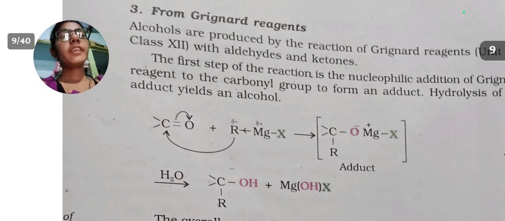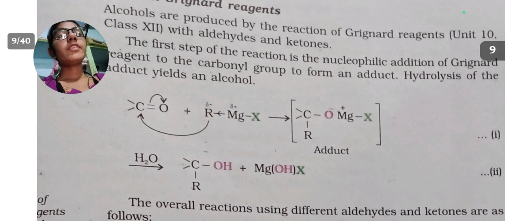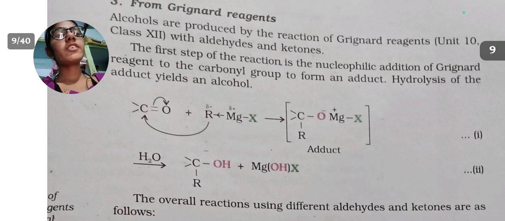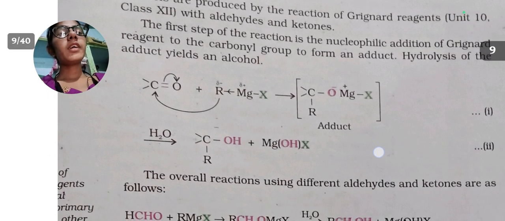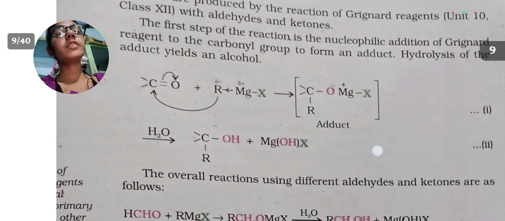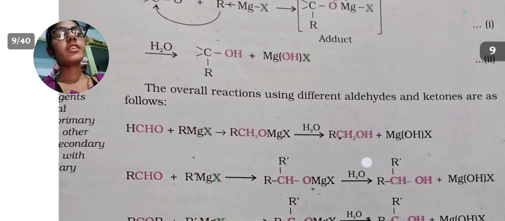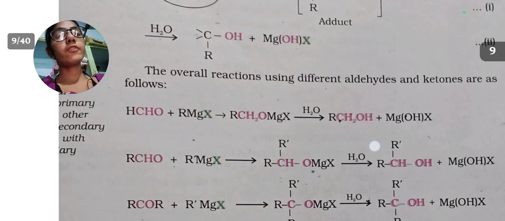From Grignard reagents, alcohols are prepared by the reaction of Grignard reagents with aldehydes and ketones. The first step of the reaction is the nucleophilic addition of the Grignard reagent to the carbonyl group to form the adduct, and hydrolysis of the adduct yields an alcohol. The reactions using different aldehydes and ketones are as follows.